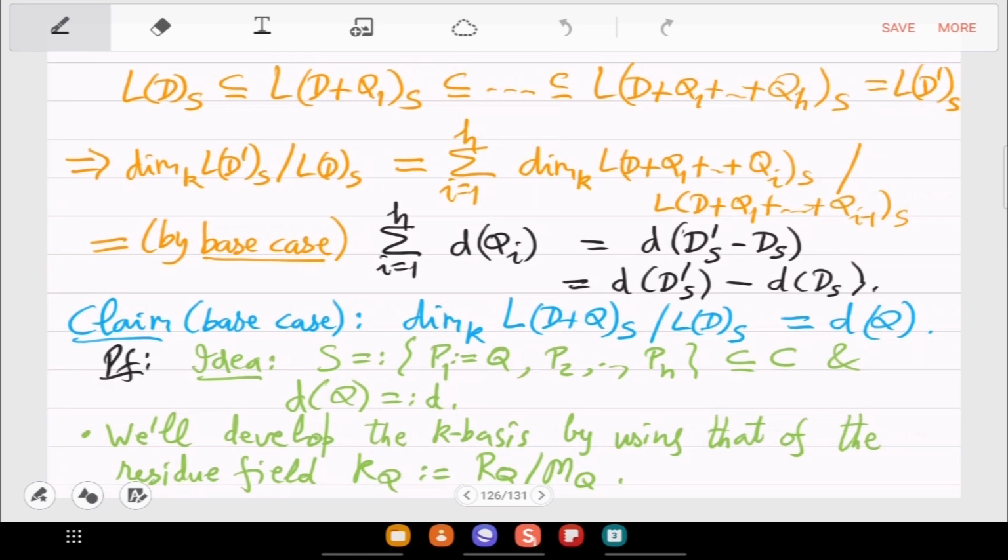And what we will show is the base case that for the middle quotient, the degree is just of a single point, dqi. Okay, and then you will get the result. So let's look at this base case. When you add a single point, we want to show that the dimension of the quotient is just the degree of q.